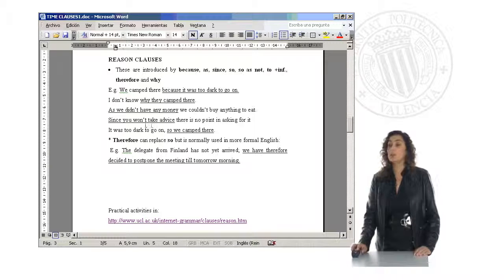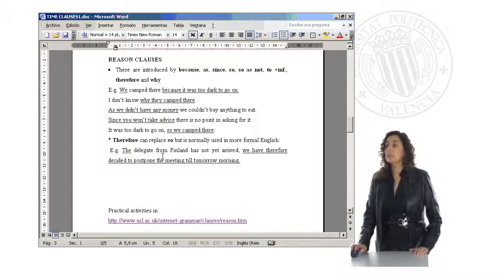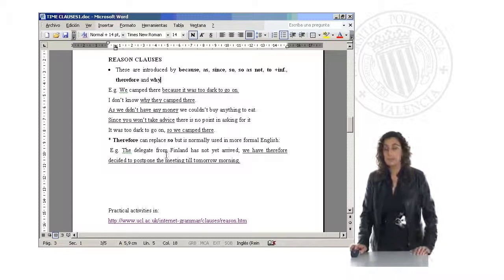Therefore is another useful conjunction, and it can replace so, but it's normally used in more formal English. Therefore is formal. The delegate from Finland has not yet arrived. We have therefore decided to postpone the meeting till tomorrow morning, right?